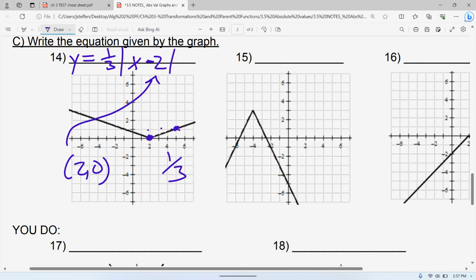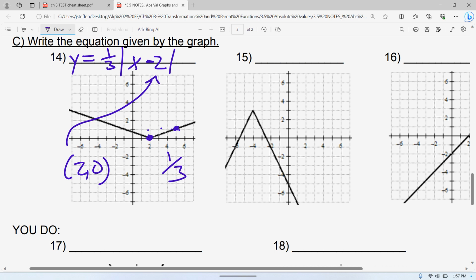Honestly, the only thing that concerns me with that is I think a lot of people are going to forget to take their opposite. I'm hoping that if I say you go to the right 2, you remember that, because like I said, we've been doing that since we started chapter 3, knowing that whatever's inside the parentheses actually looks like it's opposite.